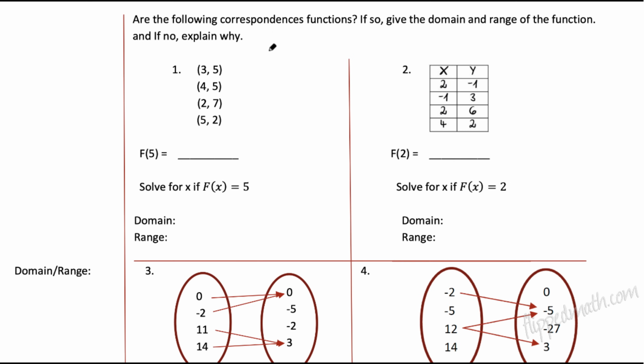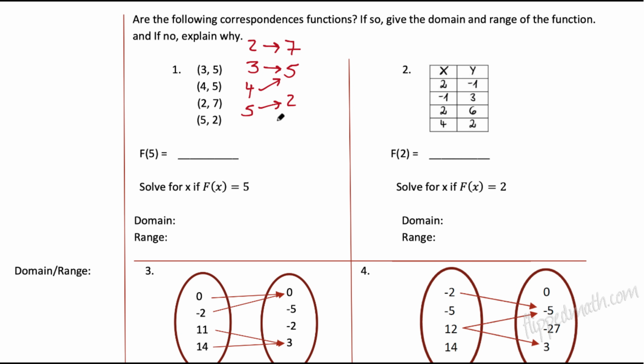Okay? So the first one, are the following correspondences functions? Are they a function? If so, give the domain and range. If not, explain why. So what do we look at here? I'm going to draw a little mapping diagram just so I can look at it. We get 2. 3 goes to 5. I'm going to put a 5 over here. And 4 goes to 5. And 2 goes to 7. Let me pull a 7 up there. And 5 goes to 2.